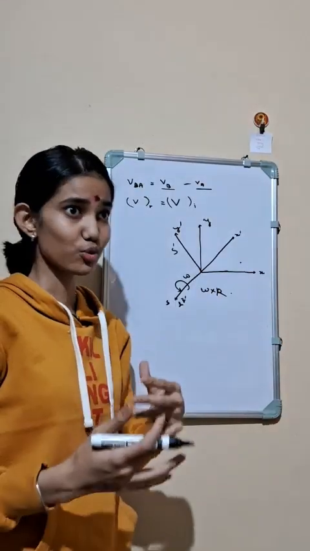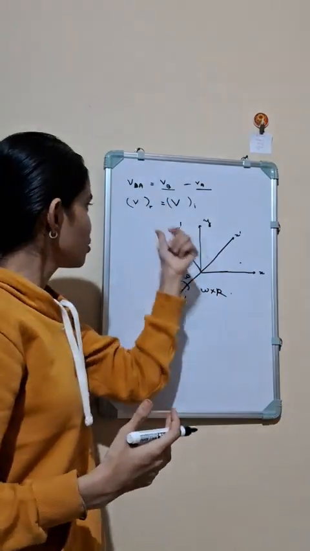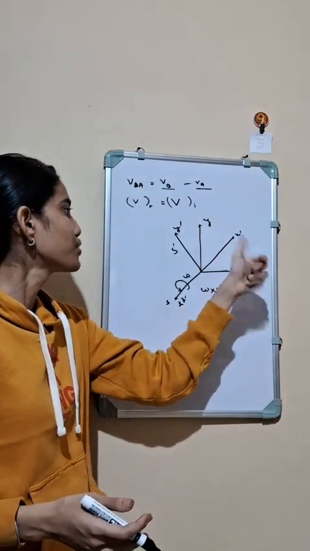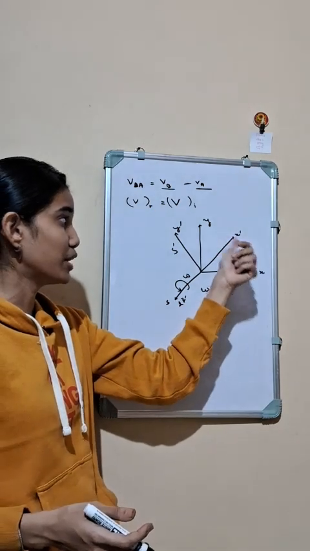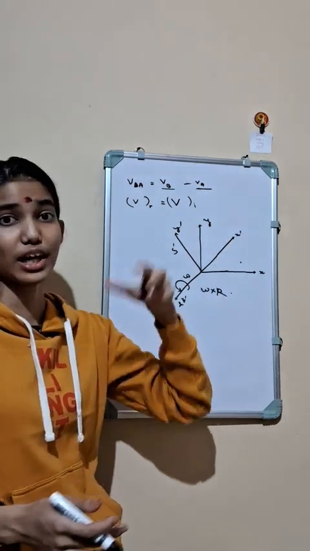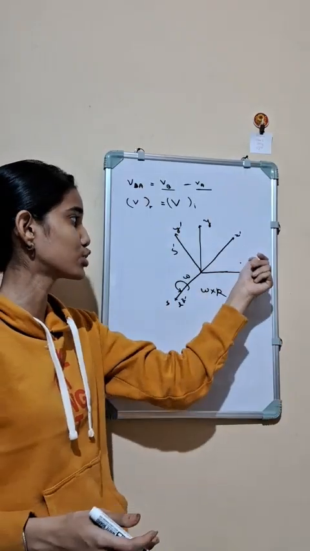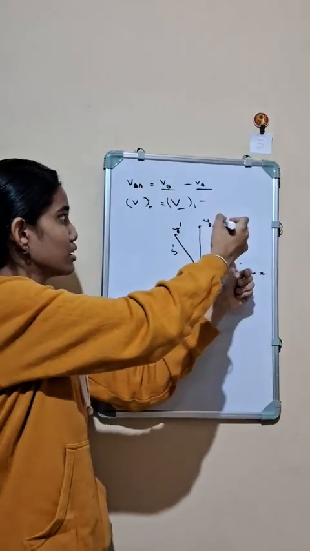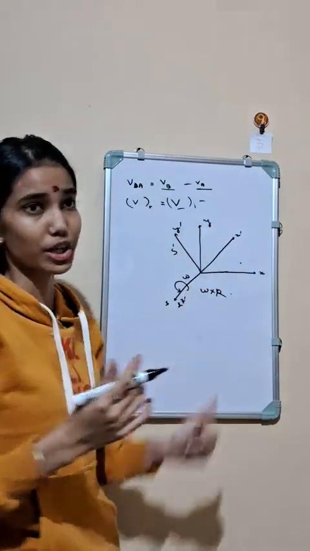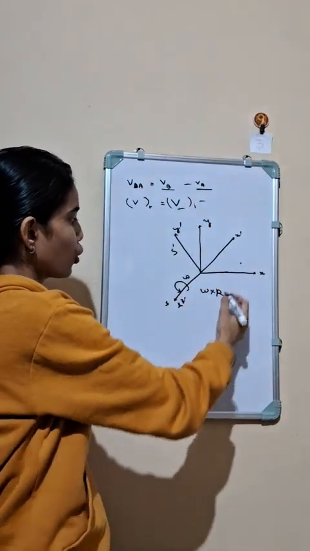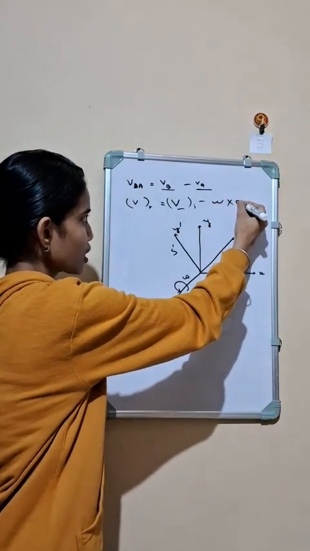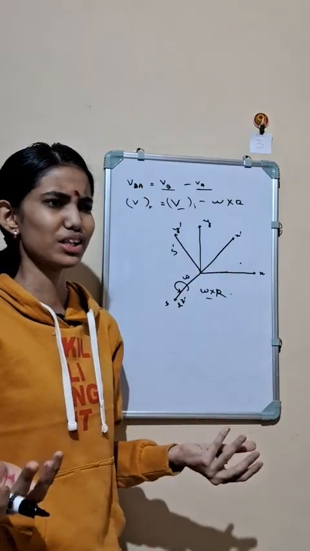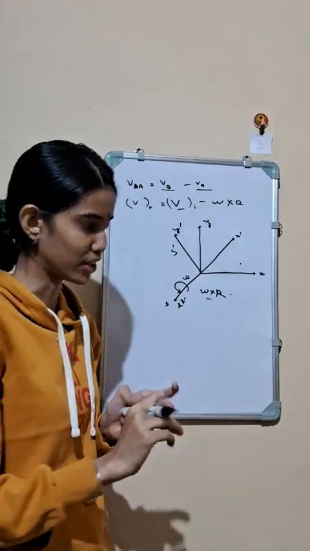Let me repeat it once again to make it more clear. So we are saying that the velocity of this particle from S dash, a frame which is rotating, will be equal to its actual velocity minus the velocity of this rotating frame of reference, which will be omega cross R. It is just some basic things from your 12th and 11th class, I don't remember in particular.